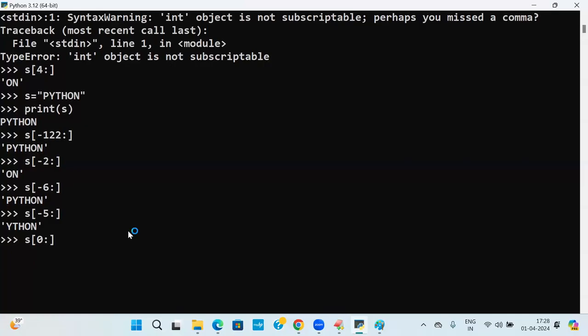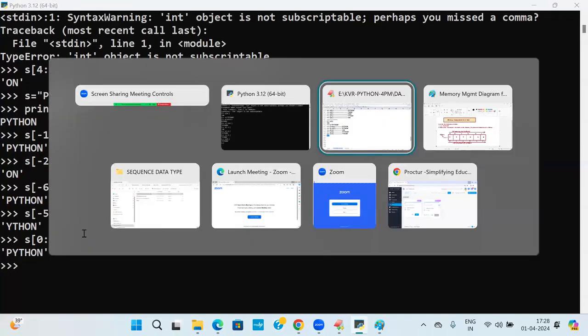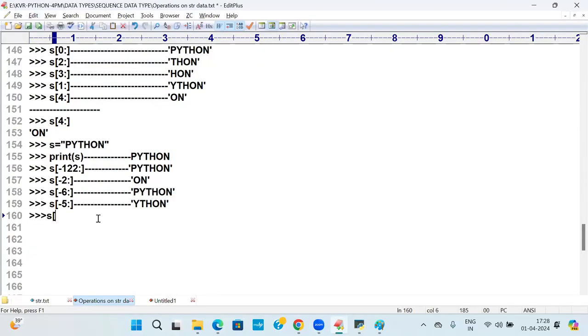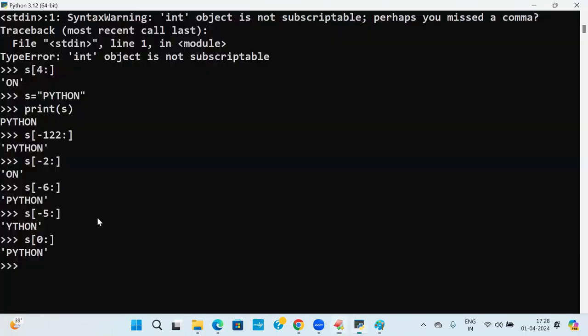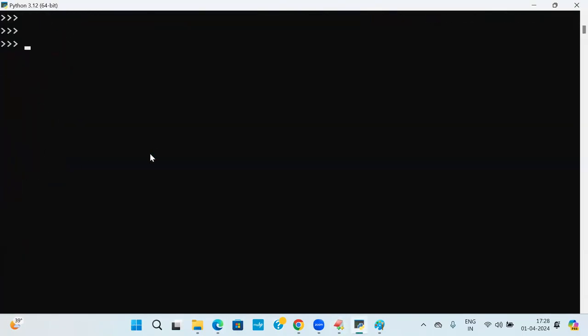S of 0, what is the answer? Python only, that you already finalized. Now you can answer, I feel it. Now I'm writing one beautiful question. Python I am writing. So this is my data. Answer my question. Of course, S is equal to Python. Some doubt is there on you. S colon true I am saying. Answer.